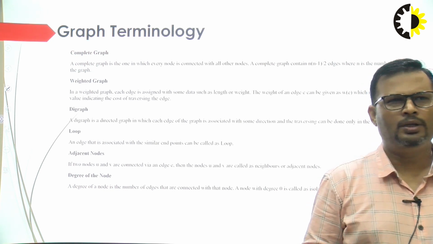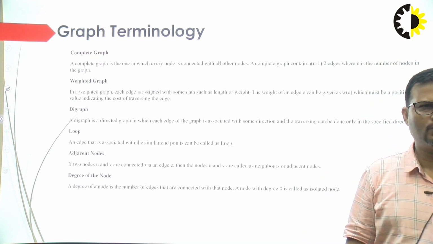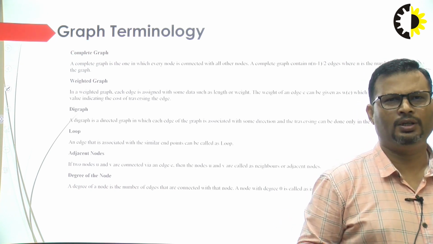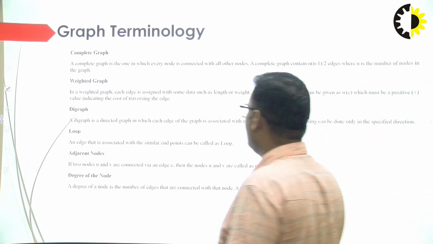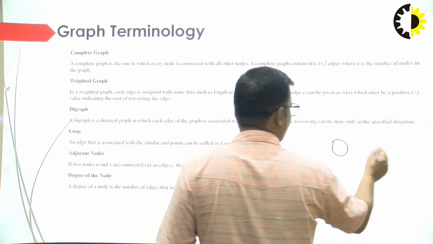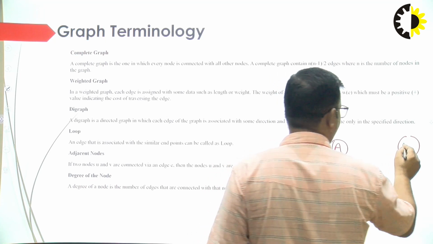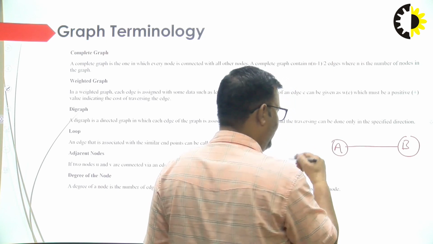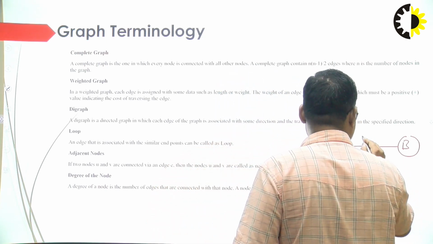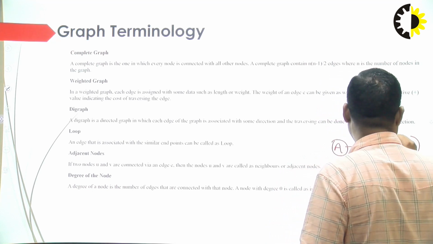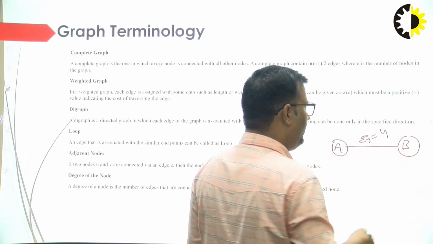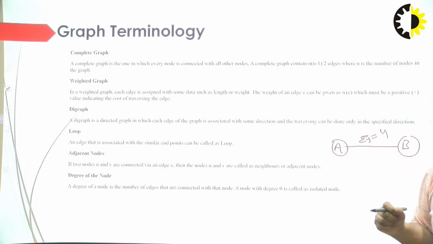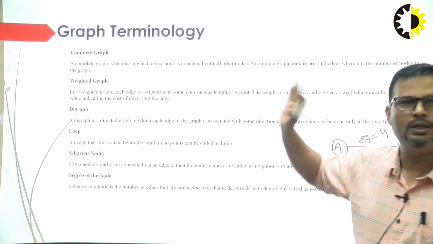Weighted graph. Next, in a weighted graph, each edge is assigned some data such as length or weight. Suppose that A to B, this is vertex A, this is B. Both vertices are connected by the edge, and here this edge has the value of 4. Okay, we can say the length of the edge, or we can say the weight of the edge. This concept is called a weighted graph.